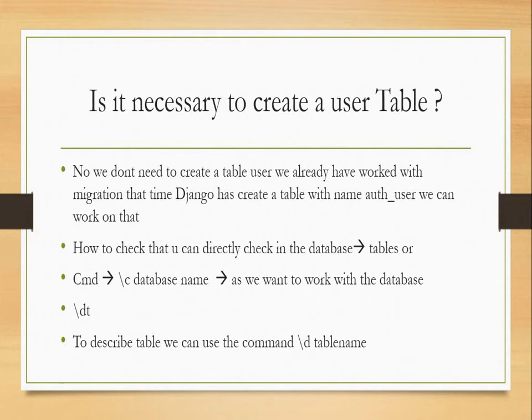Whenever I say login or anything, I require some details, right? So now we do not need to create a user table, as we have already worked with migration. At that time Django created a table with the name auth_user. You can check in your database that the auth_user table is already created. Why? Because we are done with the migration part. So there we can directly work with auth_user. No need to create the table once again.